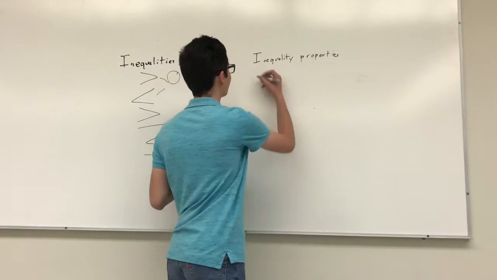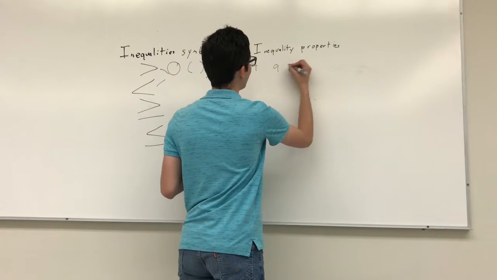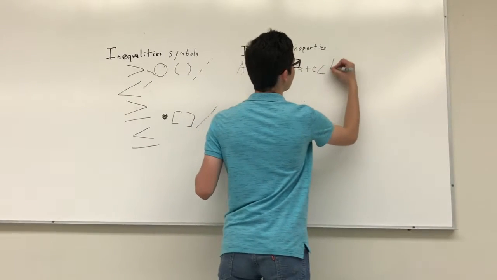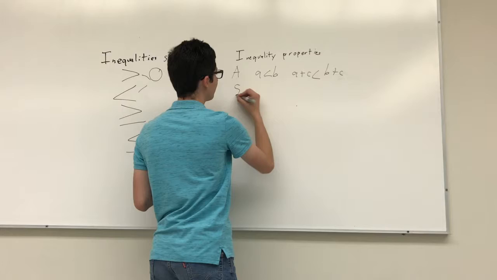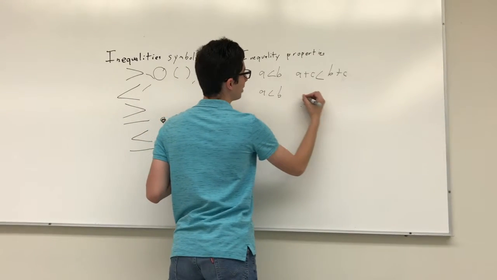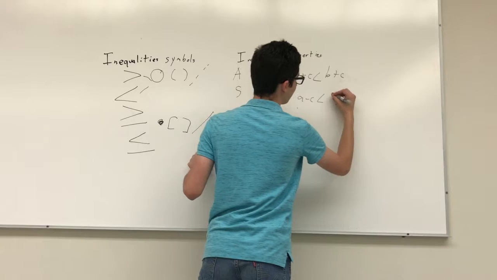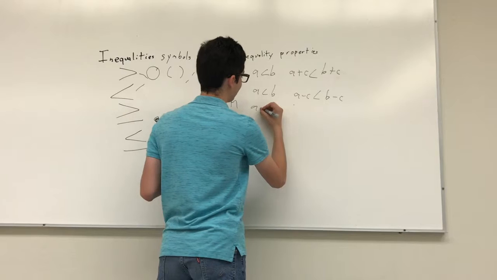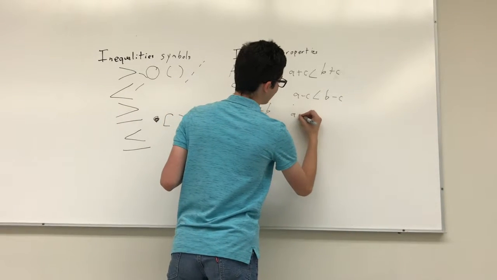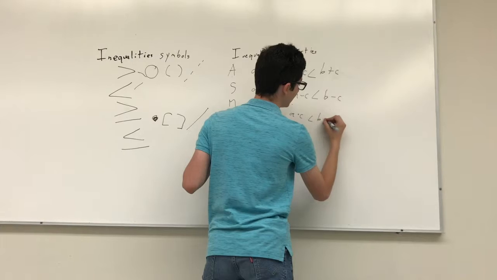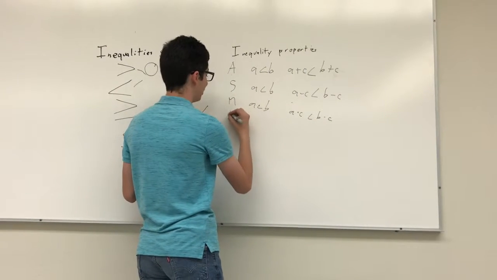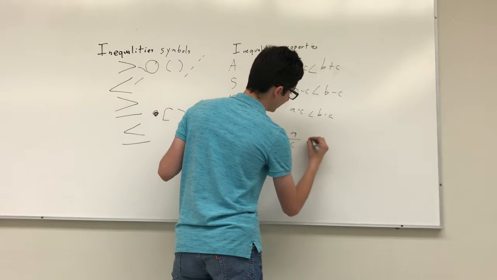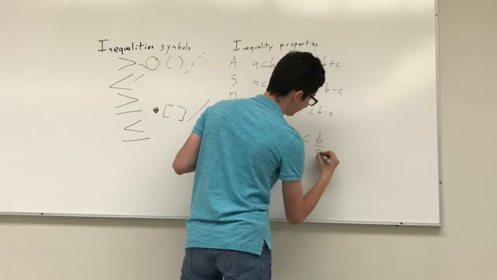The properties of this topic are, one, addition: when A is less than B, then A plus C is less than B plus C. In subtraction, if A is less than B, A minus C is less than B minus C. For multiplication, if A is less than B, A times C is less than B times C. And for division, if A is less than B, A divided by C is less than B divided by C.